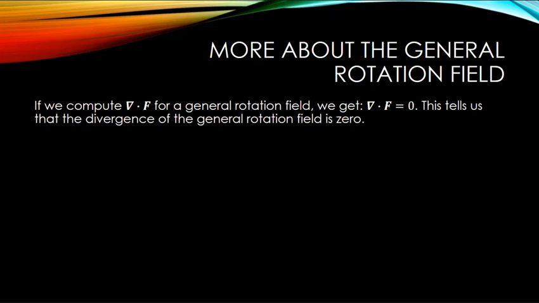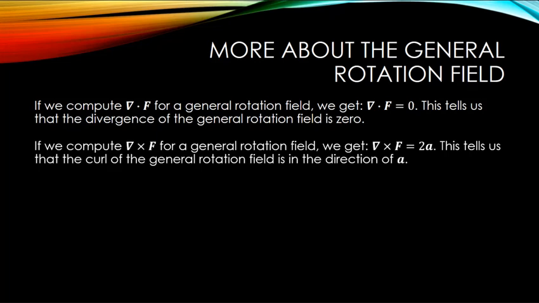There's a little bit more that I want to say about the general rotation field. If I compute del dot F for a general rotation field, we get del dot F is equal to 0. And this tells me that the divergence of the general rotation field is 0. Also, if I compute del cross F for a general rotation field, I'm going to get del cross F is equal to 2 times A. This tells me that the curl of the general rotation field is in the direction of A.